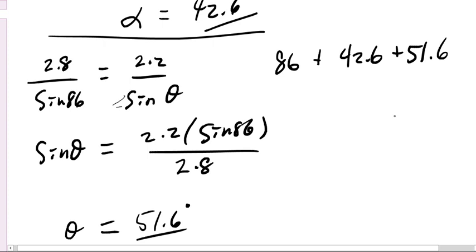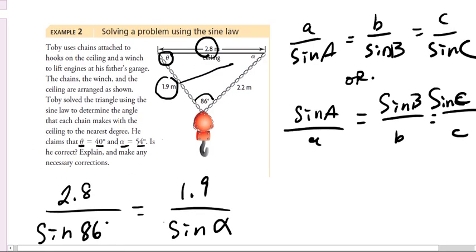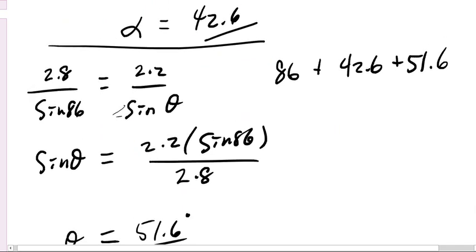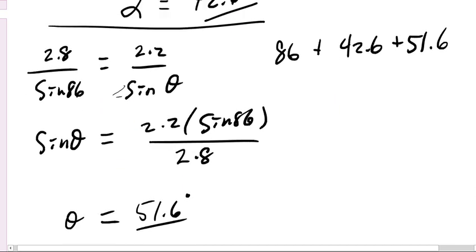51.6 should equal what? 180. Now that looks like 180.2, right? We've rounded here and we've rounded here, so if we rounded both of them up, we might be in trouble. So that's approximately 180, and it just depends on our rounding of our decimals.